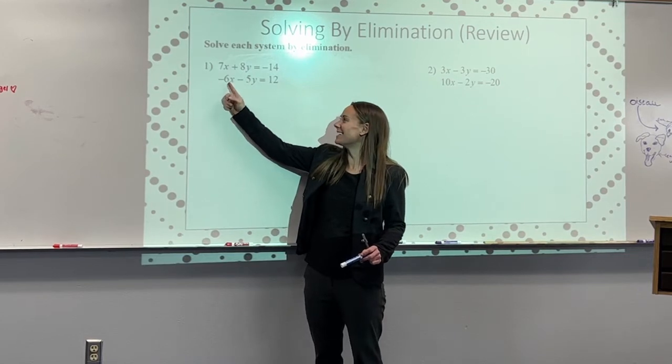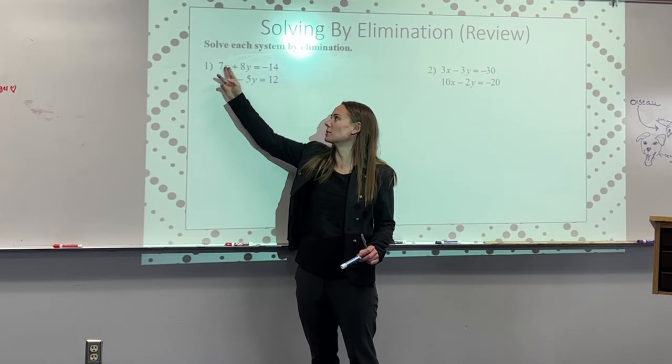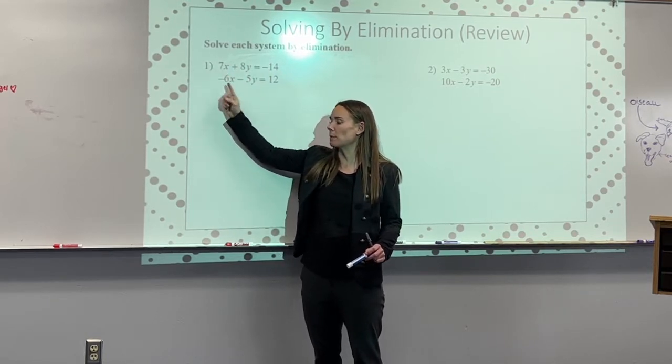Okay, so here, if this is a -6 or a 6, we can just multiply the top equation by 6. And then here, if that's a 7, we're multiplying the bottom equation by 7.